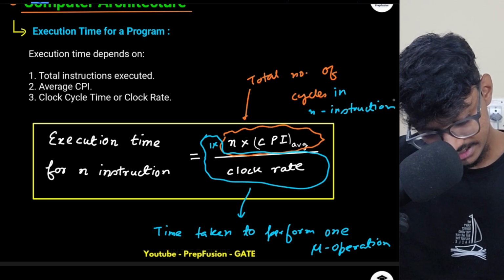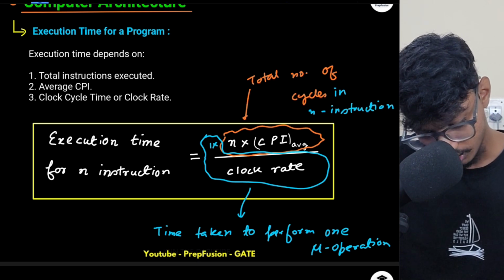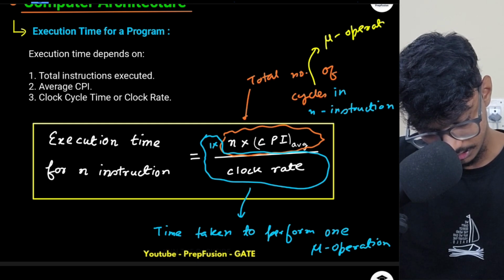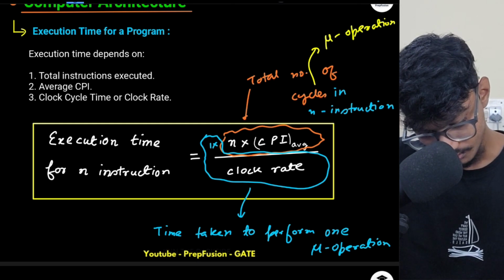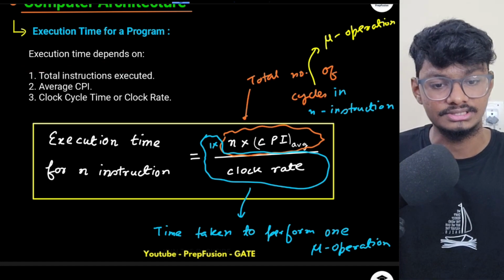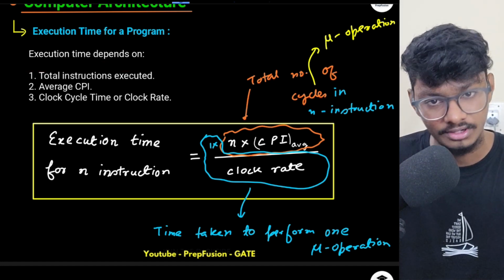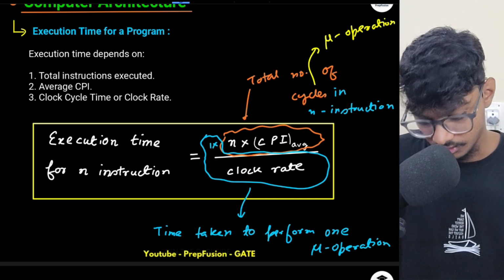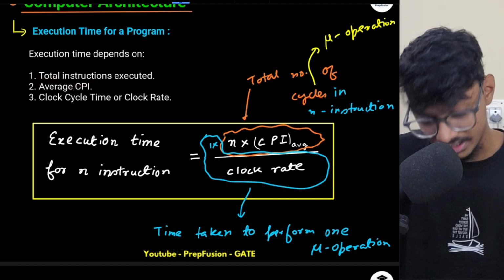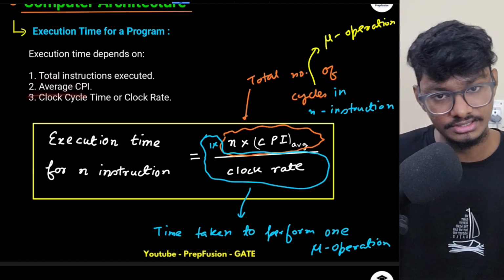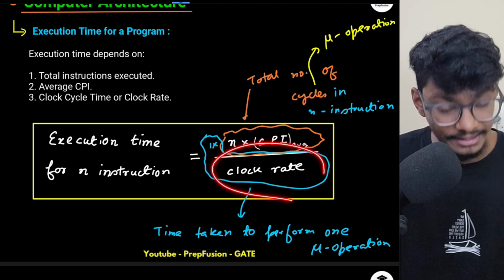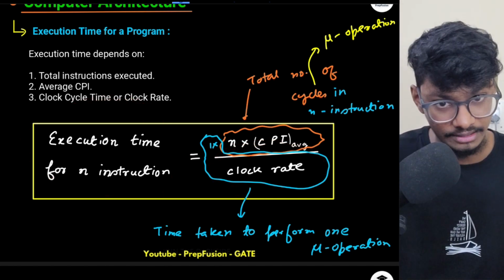What can I say about these cycles? I can also relate them with micro operations. So what does execution time actually depend on? This is not an exact formula, this is the average formula. Average is a good enough approximation for us. It depends on the total number of instructions I have, then the average CPI, then also the clock time and clock rate. So obviously, the higher the clock rate, the lower the execution time will be.